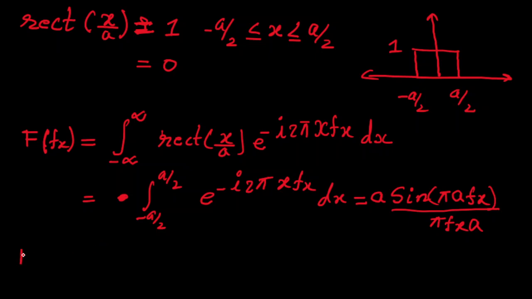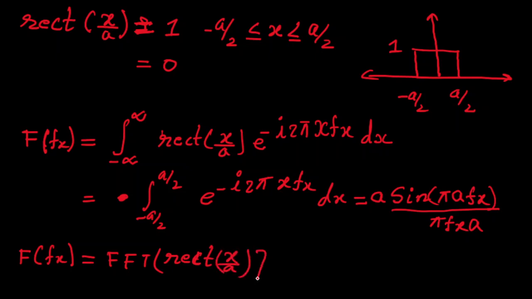We'll get the Fourier transform of the rectangular function, FFT of rect of x divided by a, is equal to some constant a and then sine beta divided by beta.